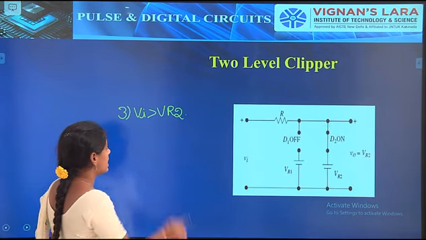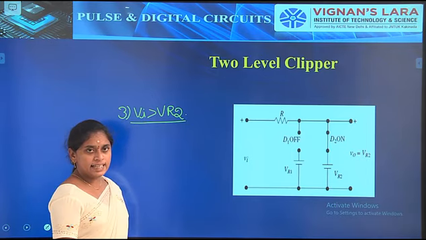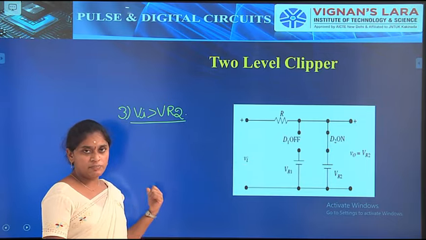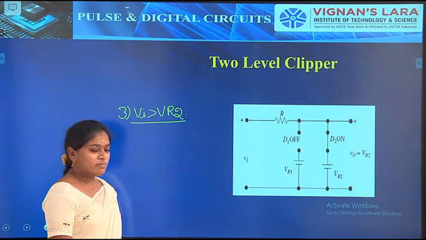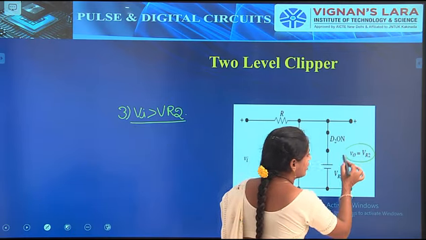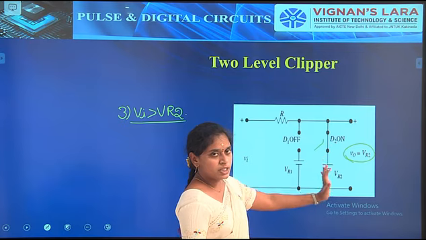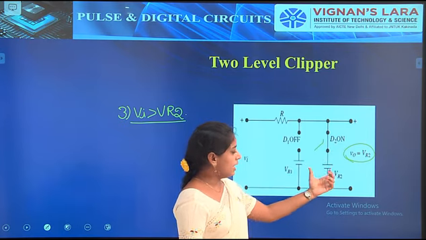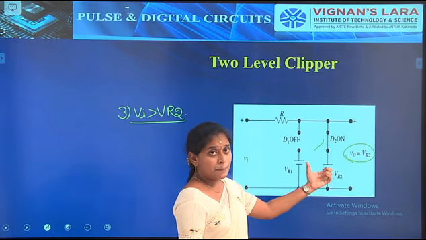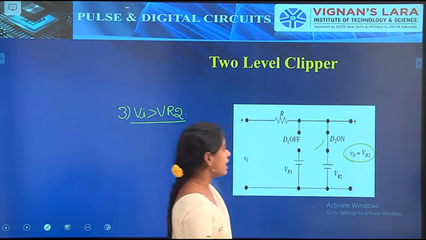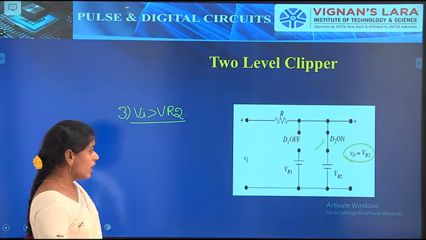So simply, when the input signal VI is greater than VR2, diode D2 becomes on and D1 becomes off. From this circuit the output voltage V0 is equal to VR2. Why? Because diode D2 is short circuited, so the voltage across this short circuited path would generally be 0. But here we have a parallel reference voltage, so V0 is equal to VR2. So this is the condition of the diode.